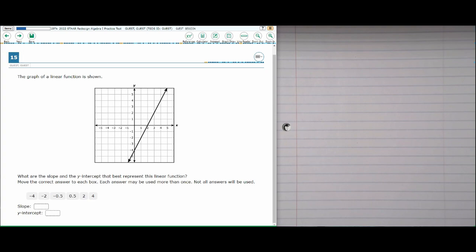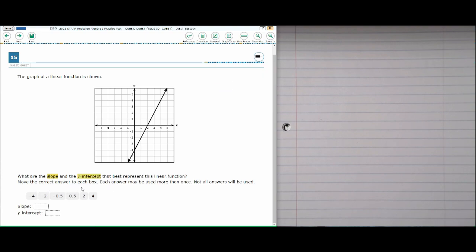On problem number 15, it says the graph of a linear function is shown. What are the slope? So let me go up here and grab one of my tools. I'm going to highlight this section because I'm looking for the slope, and they want me to find the y-intercept. That best represents this linear function.